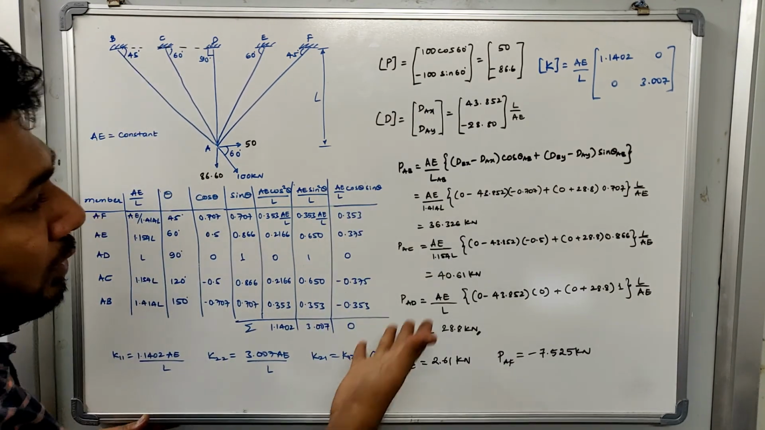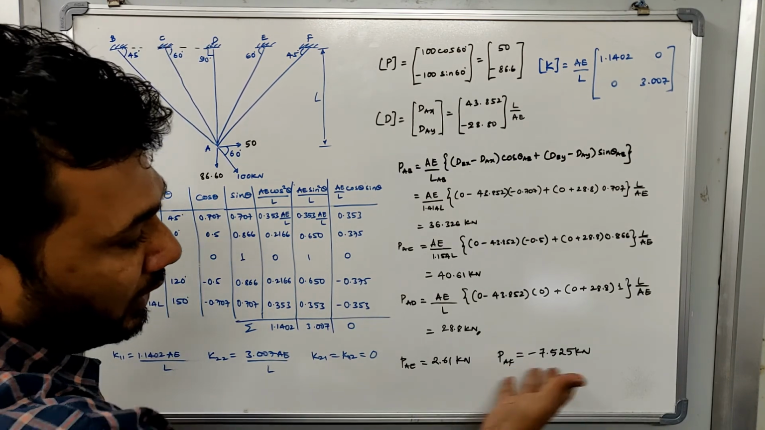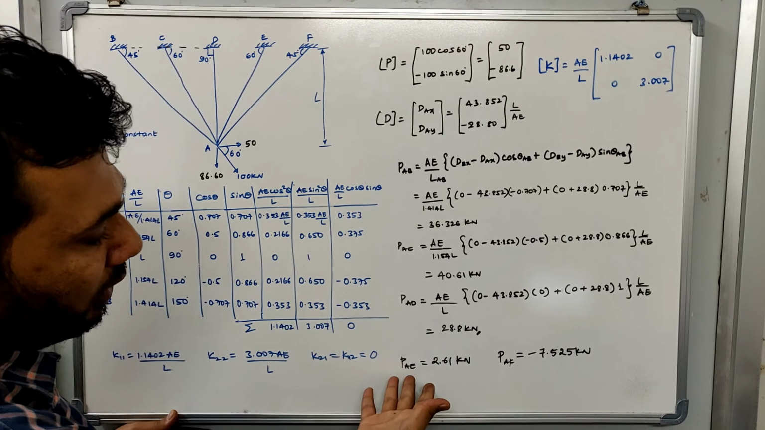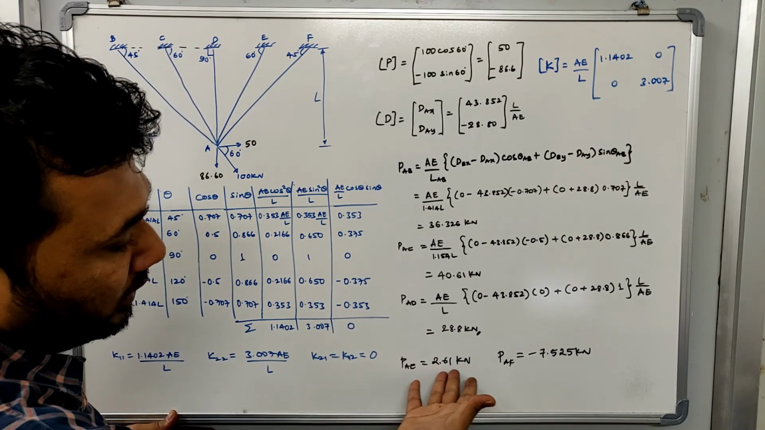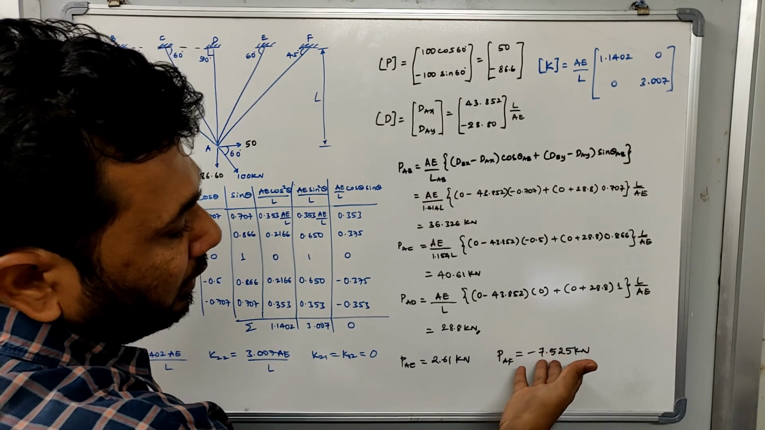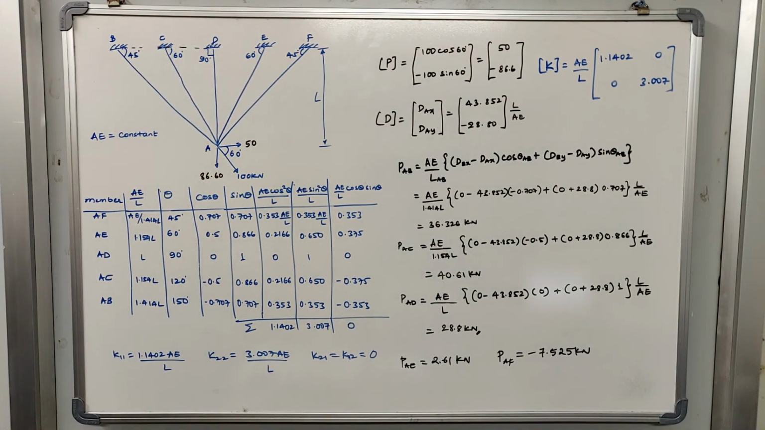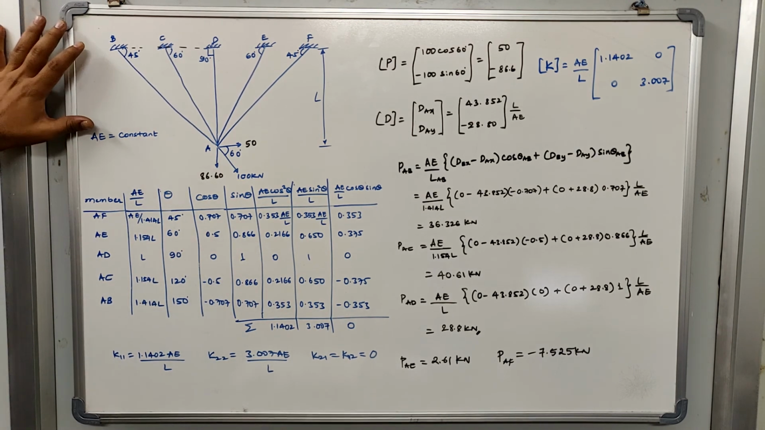The force in member AE and the force in member AF are written here. I have not solved it on the board. You can solve these values and confirm whether you get the same values. For force in member AE, we are getting 2.61 kilonewton. The force in member AF, we are getting minus 7.525 kilonewton. Try to solve these values, and if you find any difficulty, you can ask me the question. I am going to solve another problem on the pin jointed structure itself.